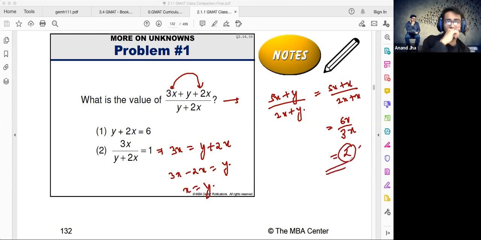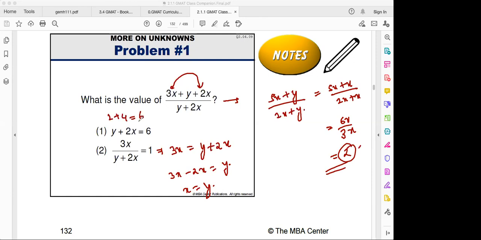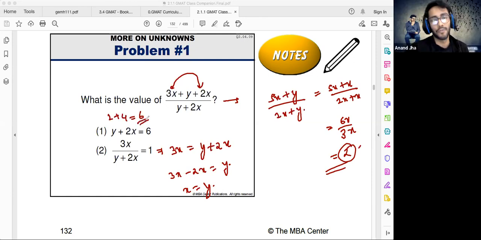Okay. You can check also. 2 plus 2 is 4 equals 6. So answer will be 2. Just solve these 2 equations, put the value in the original equation.